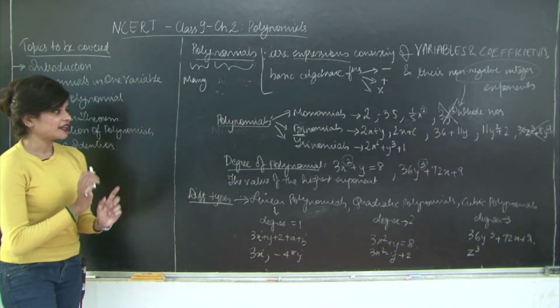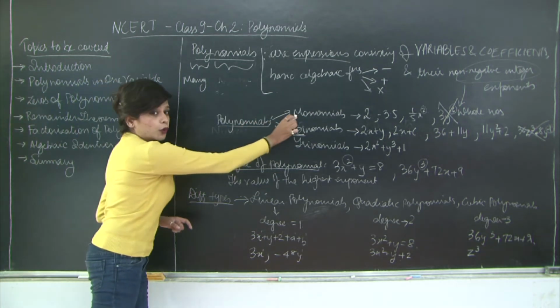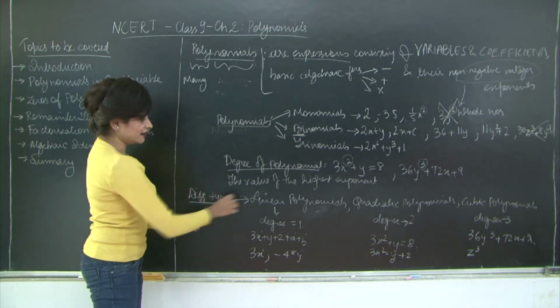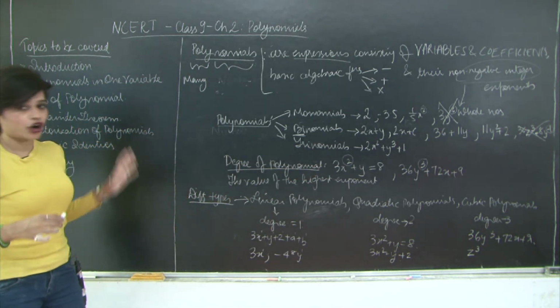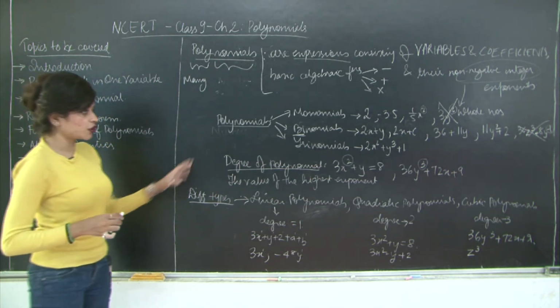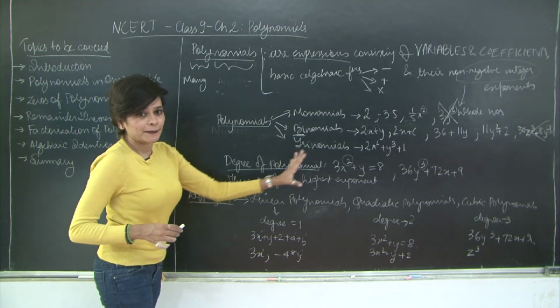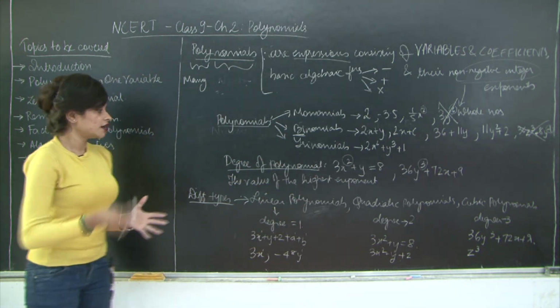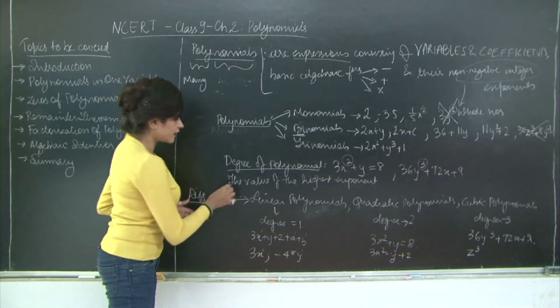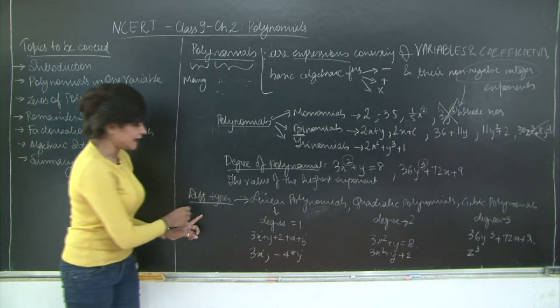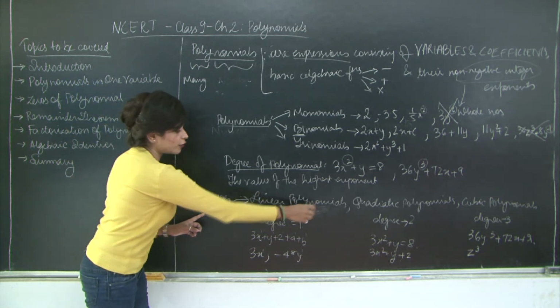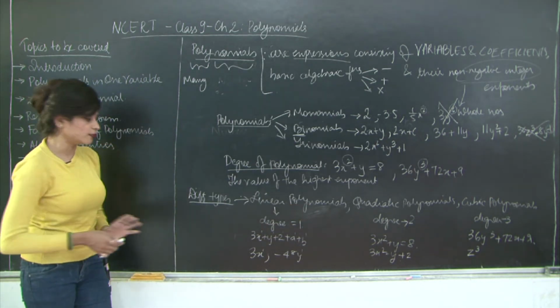So I hope you've understood the basic difference between monomials, binomials, trinomials and linear, quadratic and cubic polynomials. There's a lot of confusion amongst most of the students because of these terms. So please get your basic foundation clean, okay? And this is the degree of polynomial. So the degree of polynomial highly affects the different types of polynomials that we have: linear, quadratic and cubic.